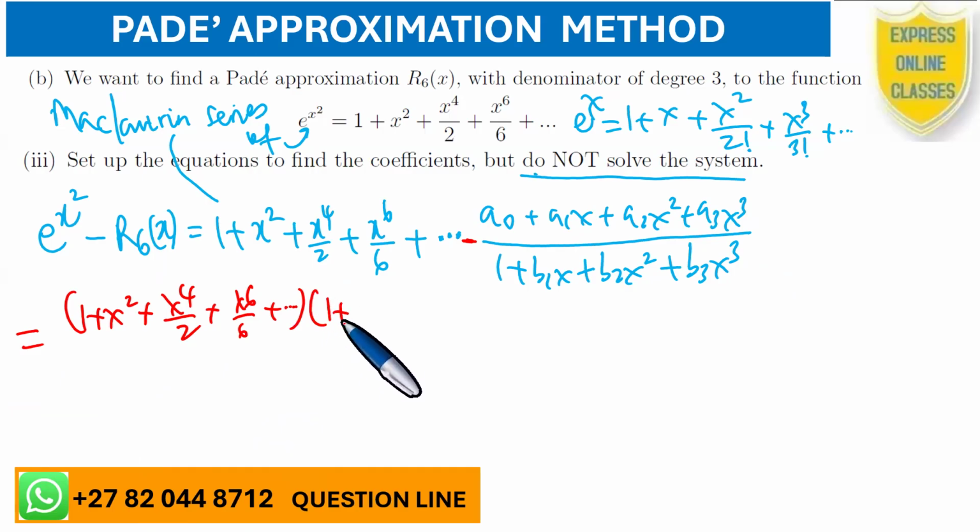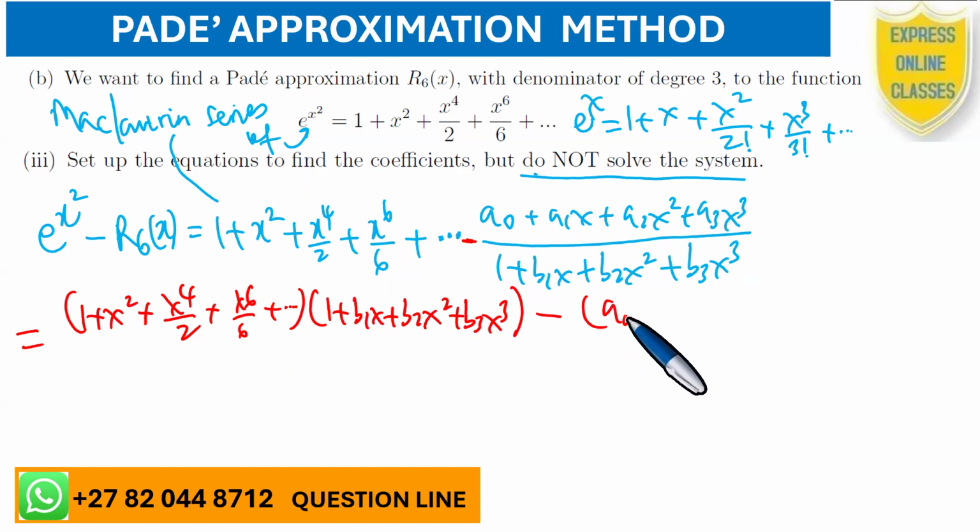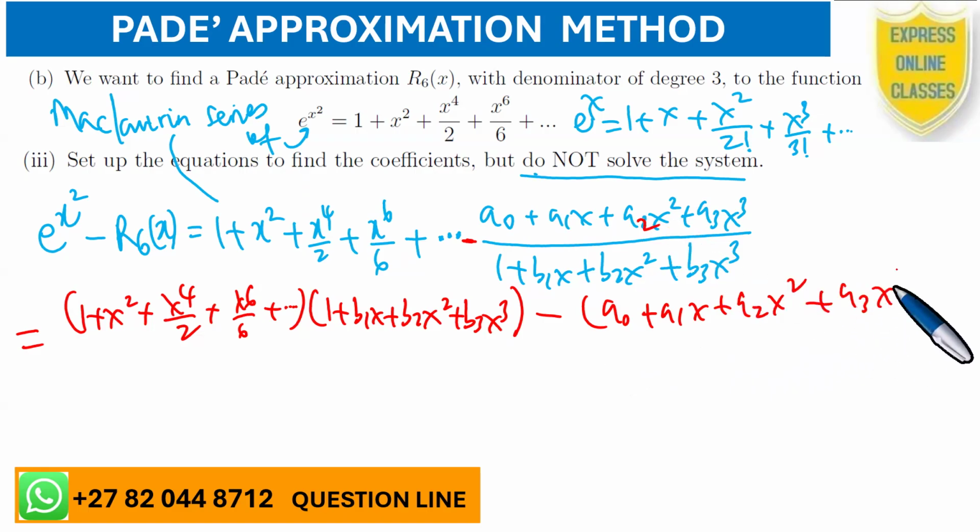Right, so you have 1 plus b1x, b2x squared, b3x cubed, and so on, minus. Okay, so instead of cross multiplying, this multiplies that. And you're going to have, therefore, 1 that multiplies the a's here. So you have a naught, a1x, a2x squared, a3x cubed. Like so.